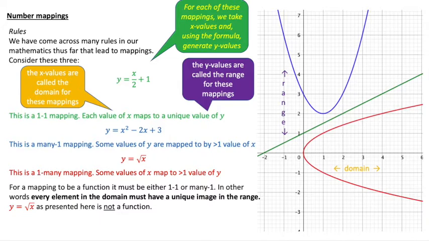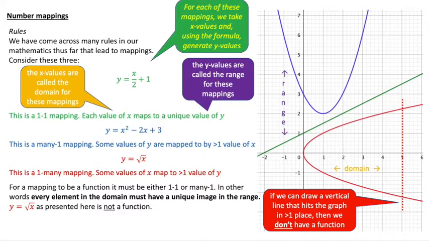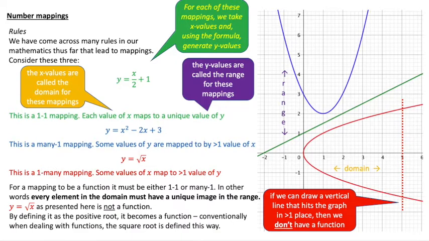What that means is that y equals the square root of x as we're presenting it here is not a function. And one way on a graph anyway that we can see whether something is a function or not is if we can draw a vertical line that hits the graph in more than one place, then we don't have a function.